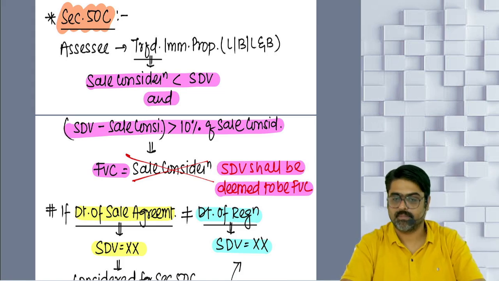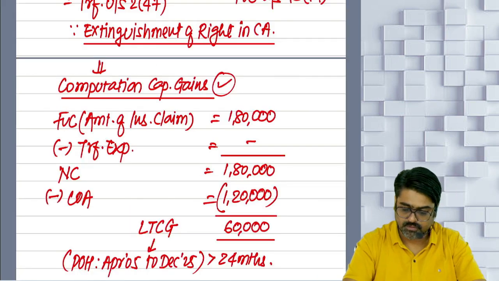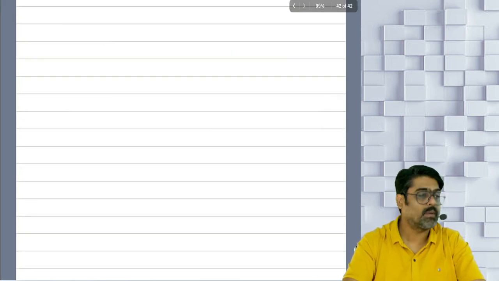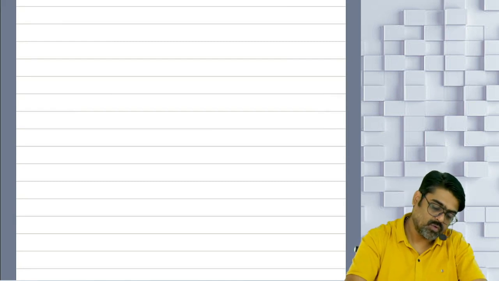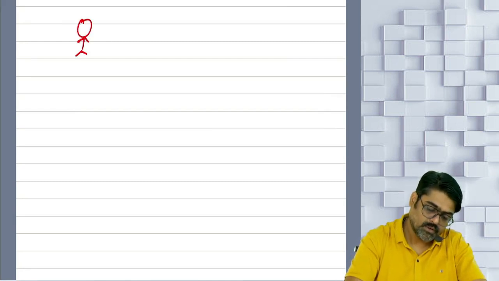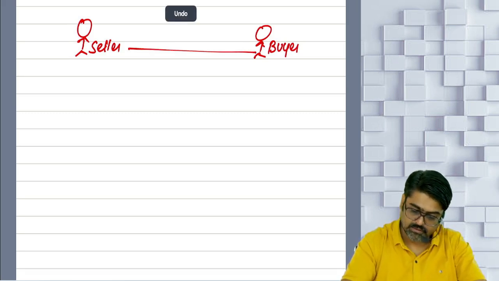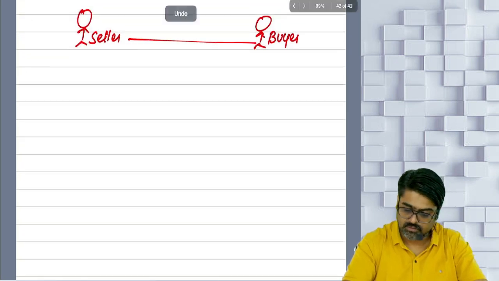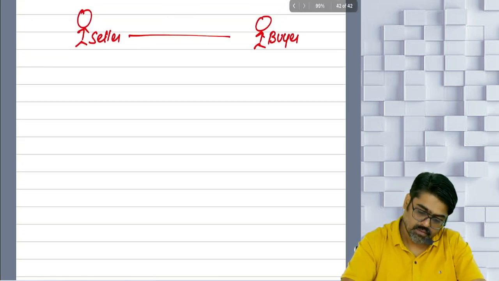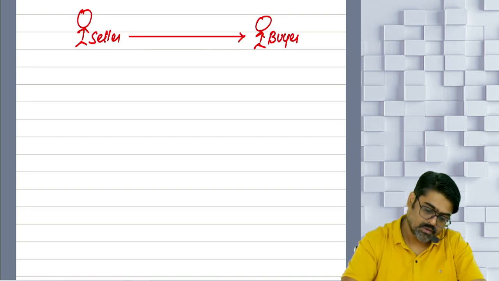See, usually what happens now? There are two parties whenever an immovable property is bought and sold. Two parties are, this is a seller selling the property, this is the buyer buying the property. Between them a contract, an agreement is made. And what is the name of that agreement? Sale agreement. Yes or no? Between them there is a sale agreement made.